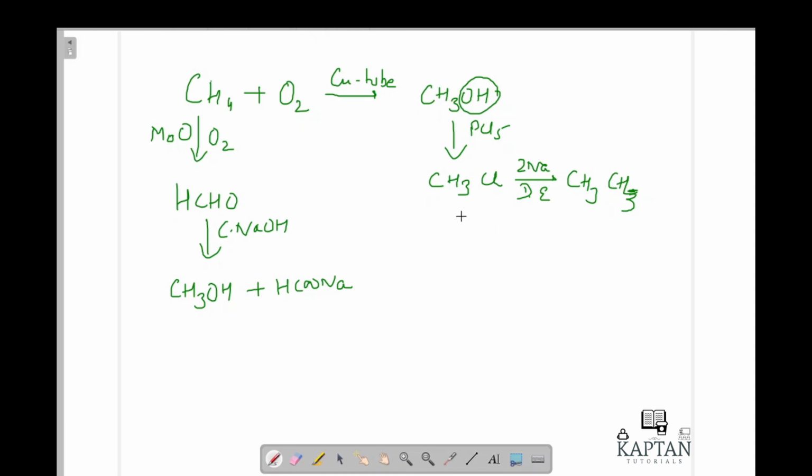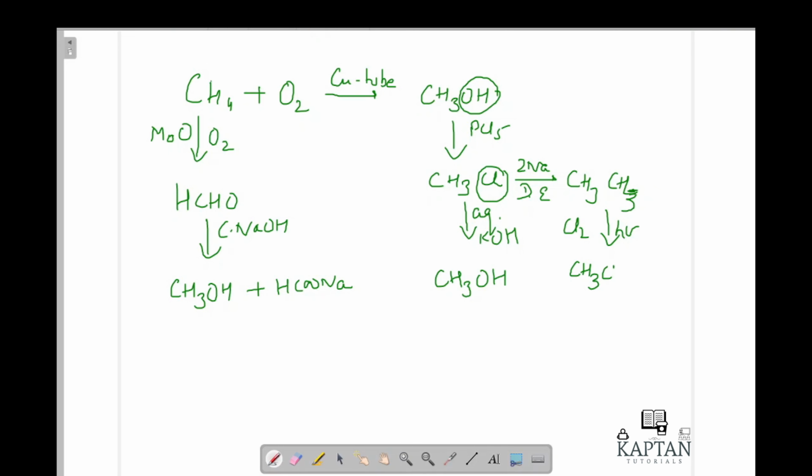Now if I again want to introduce an alcoholic group into it, here I will use aqueous KOH. Now what is the role of aqueous KOH? It substitutes the Cl with OH. So it will change into CH3OH. And if I want to change this CH3CH3 into the functional group OH, then first of all I have to introduce a halogen group. Then in the presence of sunlight, what will be the product here?